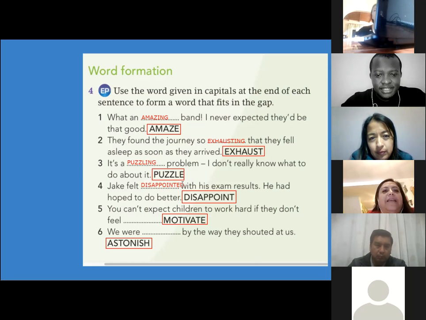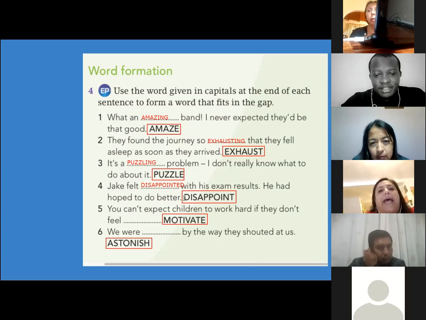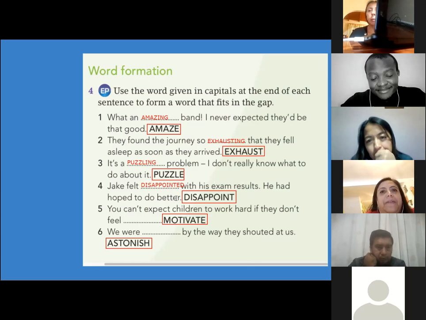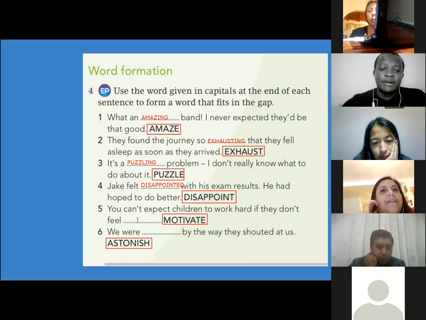He felt disappointed, because he hoped to do better in the exam. Yeah, but unfortunately, he didn't. So he felt disappointed. Yeah, number 5.